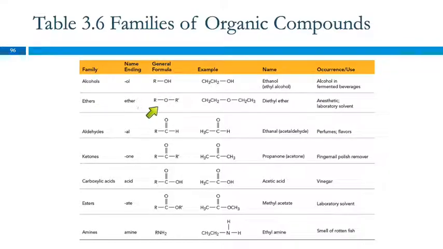In an ether, you've got an oxygen between 2 hydrocarbon groups. Aldehydes: carbon with a double bond, hydrogen on one side, hydrocarbon on the other side. Ketones, you've got hydrocarbons on both sides. Carboxylic acids, you've got this C double bond O and an OH here, and esters, and then amines have nitrogen in them. And here are places that we might find some of these things.